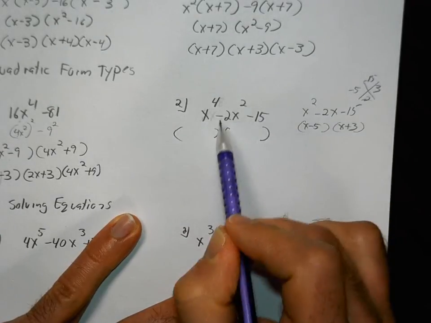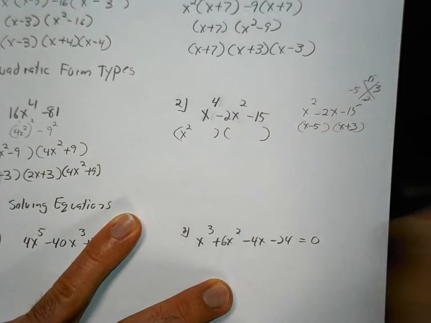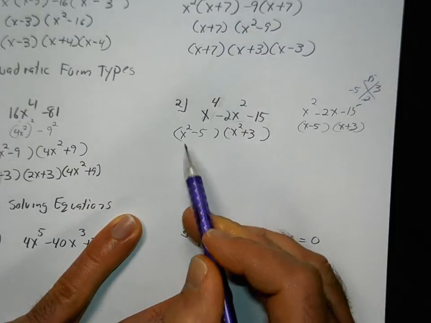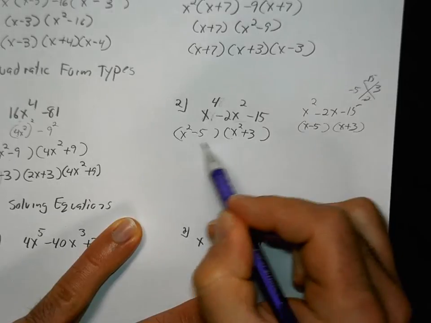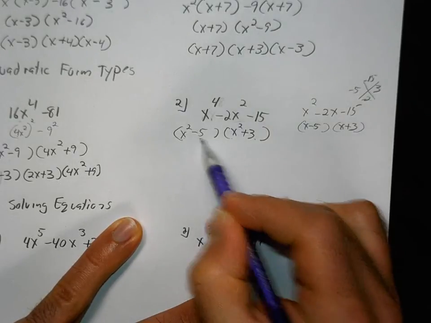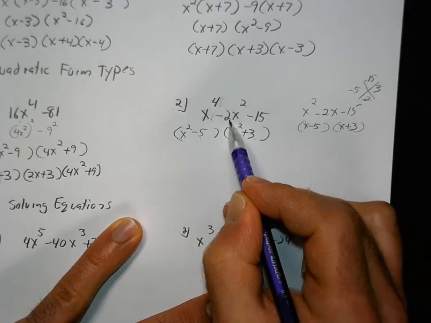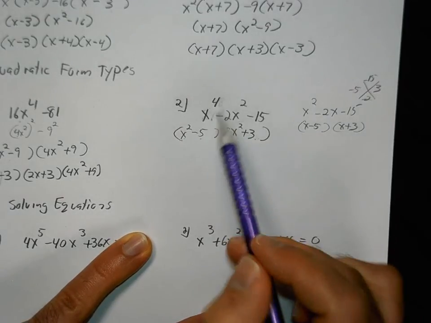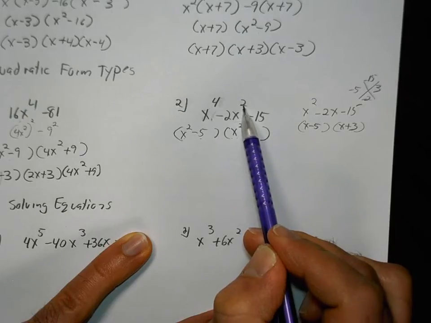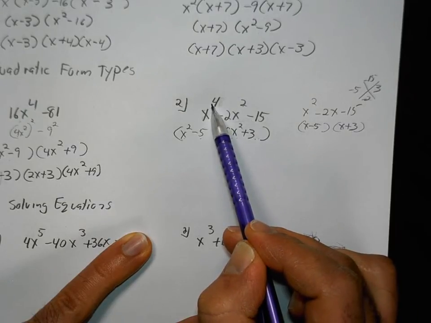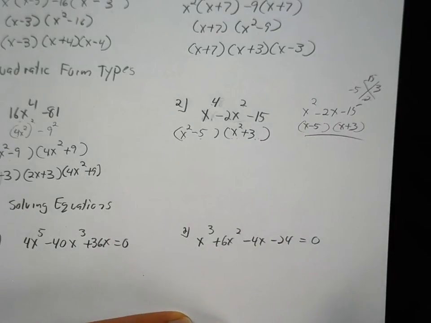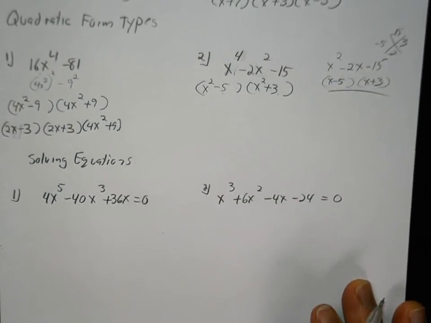This is factored the same way. The only difference is it's going to be x squared minus 5 and x squared plus 3. If I FOIL this out, x squared times x squared is x to the fourth. X squared times 3 is 3x. This times x squared is negative 5x. That adds up to negative 2x. And my last terms multiply out there. So this quadratic form type we factor just like a trinomial. What you'll notice is the exponent on this term is half the exponent on this term. And that would indicate that I could do quadratic form type. I can factor it just like a regular trinomial there. Okay. All right.